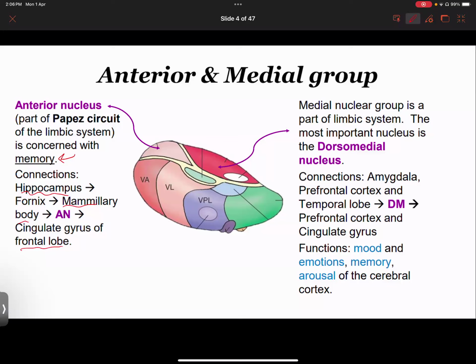Then we're going to move on to the dorsomedial nucleus, or basically the medial group. For the dorsomedial group, you just have to know it has to do with mood.